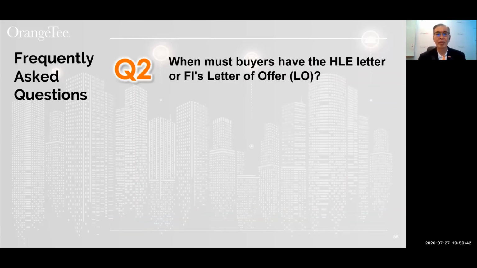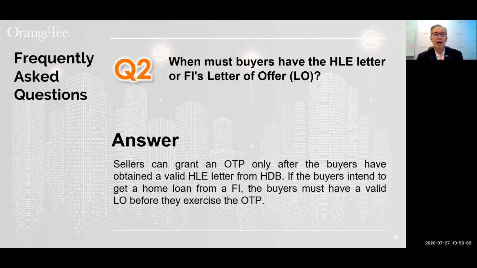Okay. Now, question 2. When my buyers have the financial institute letters of offer, obviously the financial institute gives you an offer only upon your valuation report is out. Obviously they want to see your OTP, but they can't give you the so-called loan from the financial institute or the banks, because they need to look at your valuation report. So once you have your valuation report, you give it to them with all your other supporting documents, they are able to give you the letter of offer.